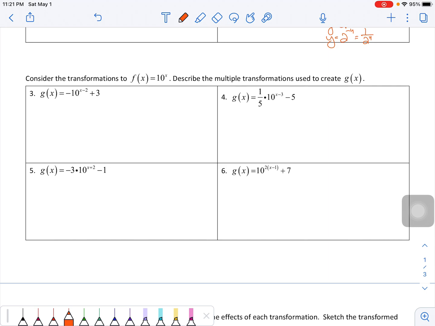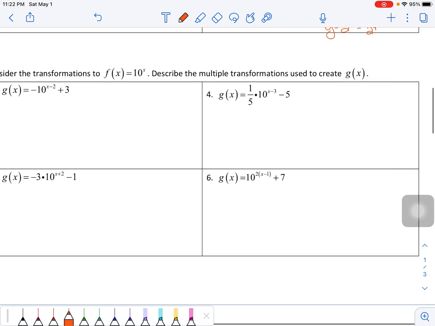Now I'm going to say all, but all we're doing with 3 through 6 is identifying the transformations. I'm going to go ahead and do 2 of these. I'm going to pull 4 and 6, not for any particular reason, but I want to do those 2. 3 and 5 will be done in the key, so you can check your work on those against the key. I'm going to go ahead and slide in on number 4 here.